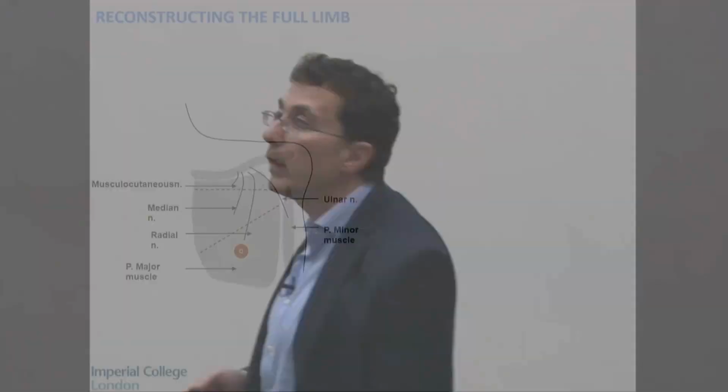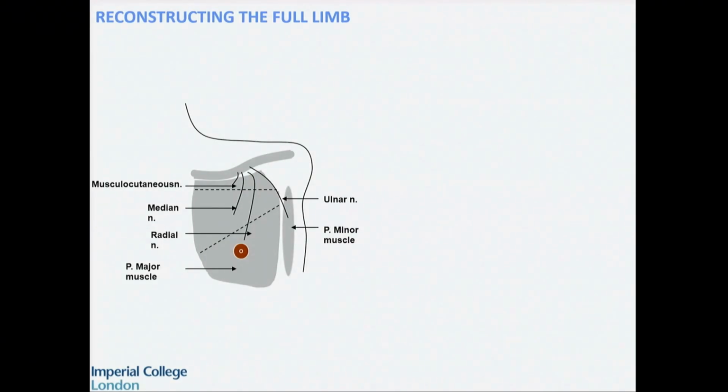So what if we have to substitute an entire arm? Well, one possibility is still to use the concept of a muscle interface, but with a surgical intervention. So consider this schematic representation of a patient who has lost an entire arm. So this is the shoulder.